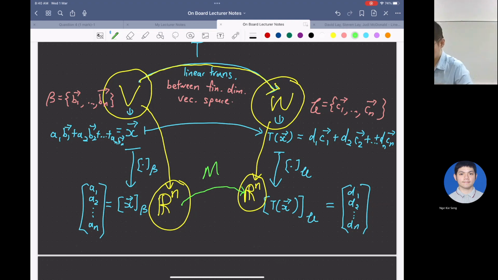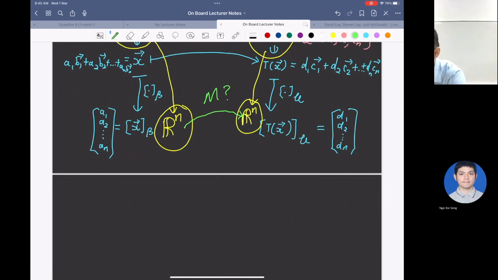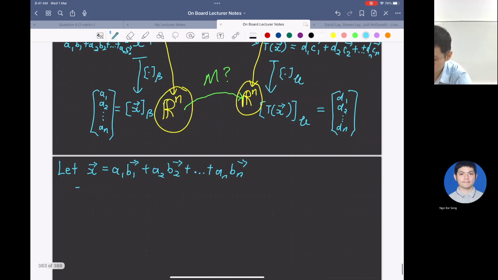Okay. So let's see if we can find this M or not. So what's the mystery here? Let's write down what we have. Let our x be equal to a1 b1 and so on, as what we started with just now. So we apply T on it. T is a linear transformation, right? So let's apply T on both sides.